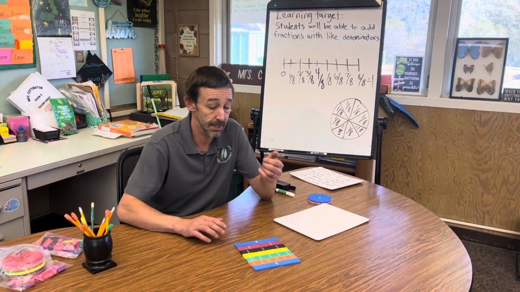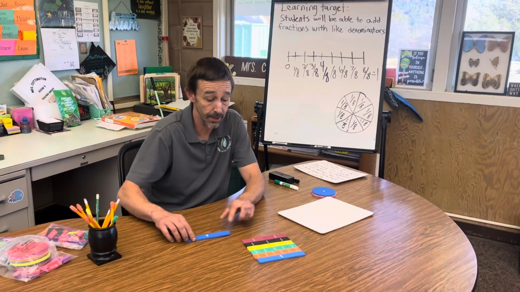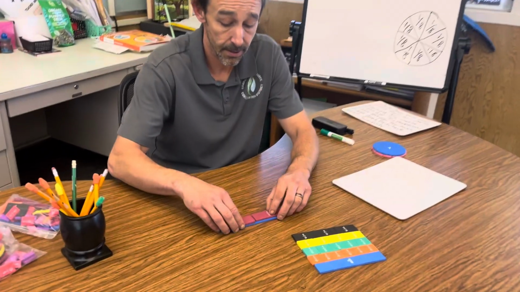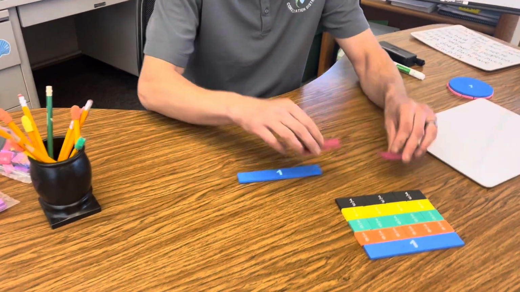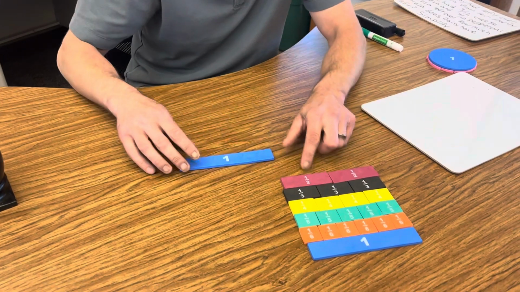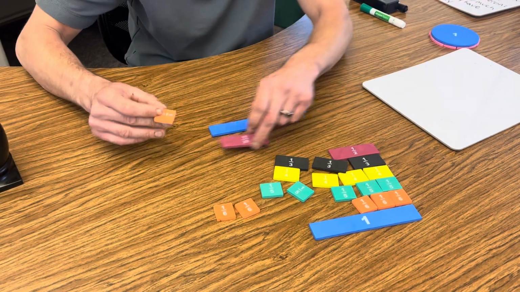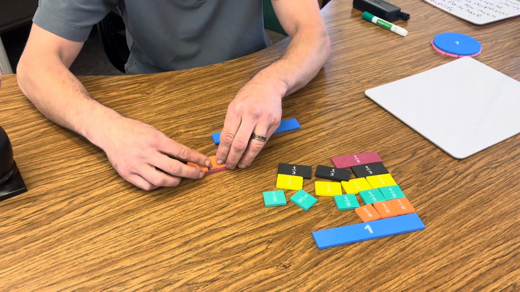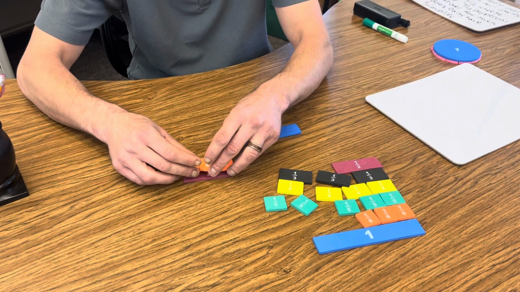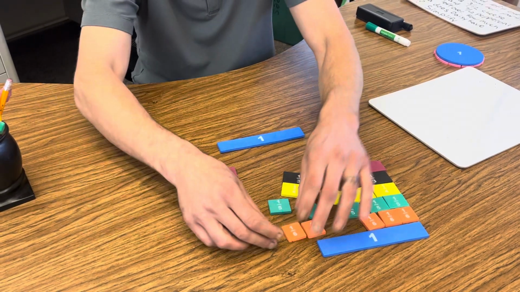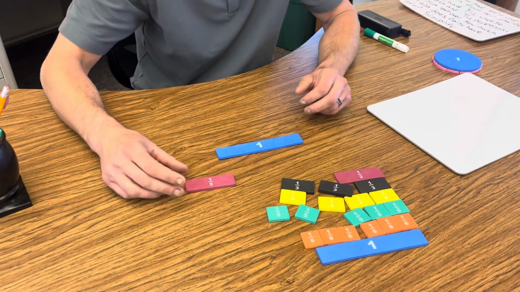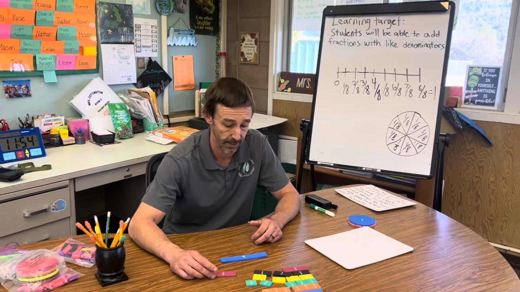We've also discussed things like equivalency, knowing that 2 halves can equal a 1. We've also discussed things like simplifying, knowing things like 3/6 can also be written in a simpler form as 1/2. So we've discussed all these things in recent days. Now we're going to talk about adding fractions with like denominators.